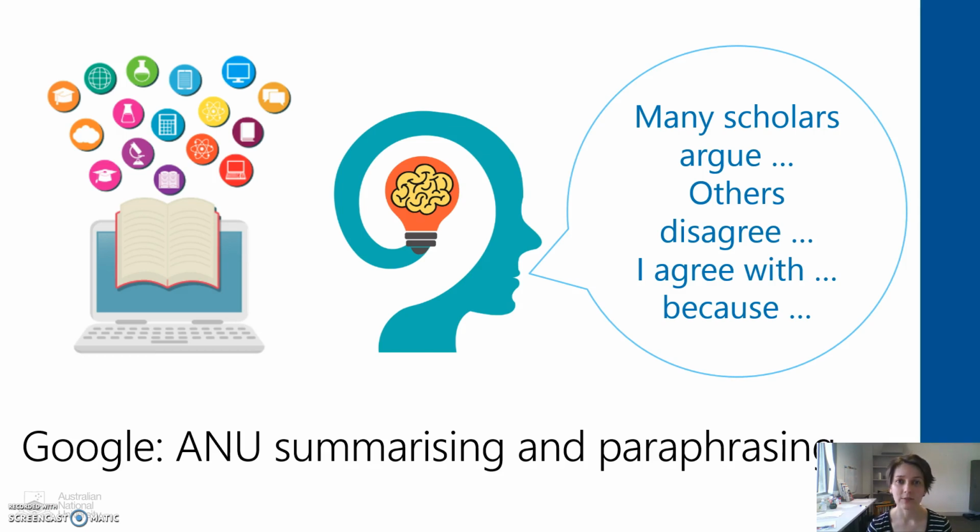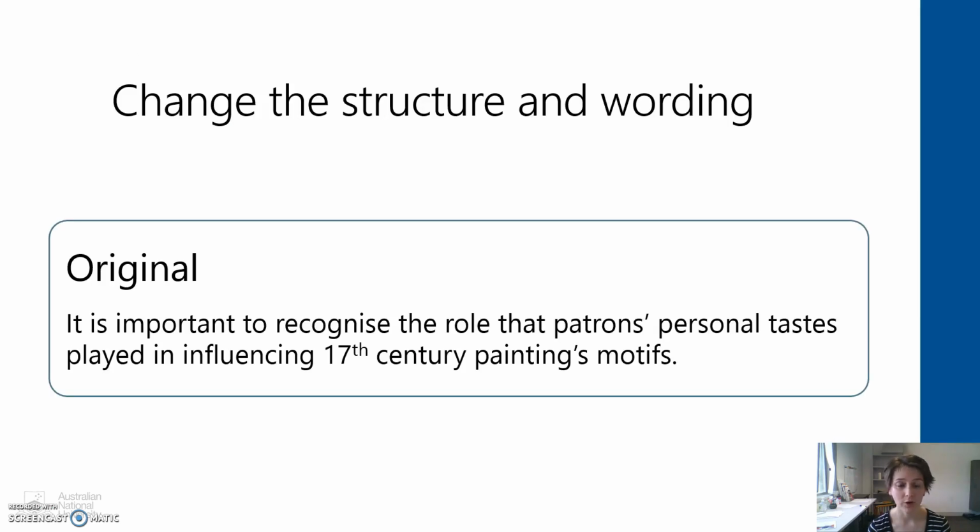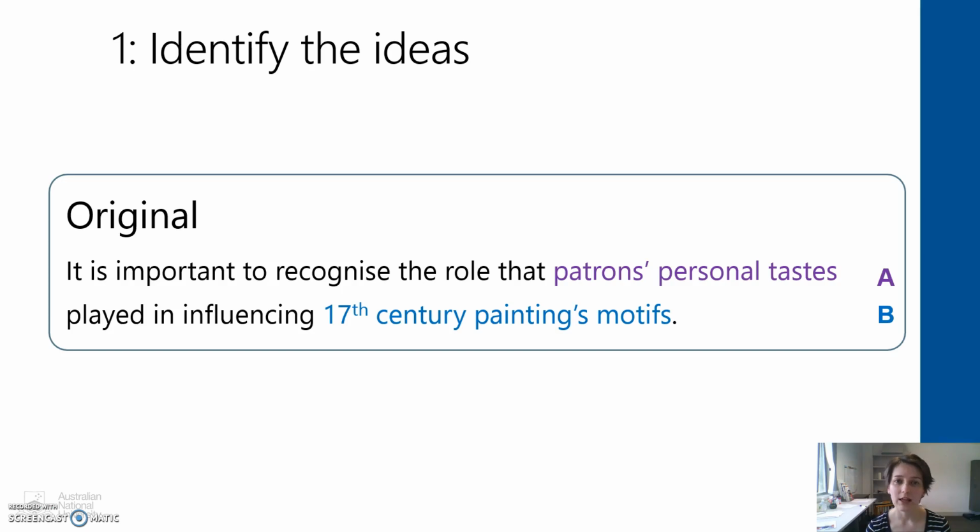When you summarise and paraphrase, or when you write in your own words, there's two main things to look out for. First, you need to change the structure of the idea. Second, you need to change the wording. So take this example. If you identify the ideas, in this example you see that there are two main ideas. The patron's personal tastes come first, and the 17th century paintings motifs come second.